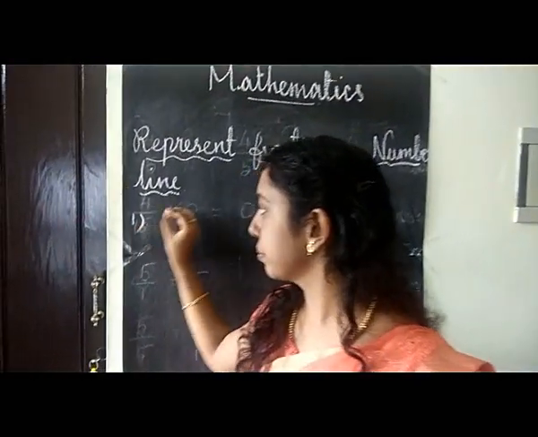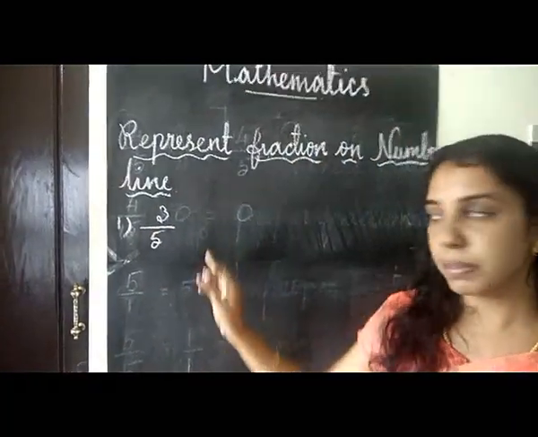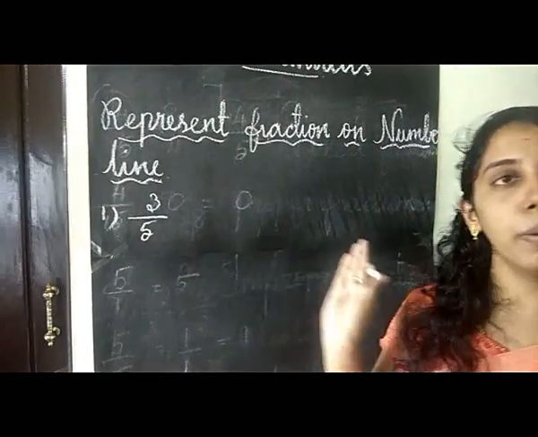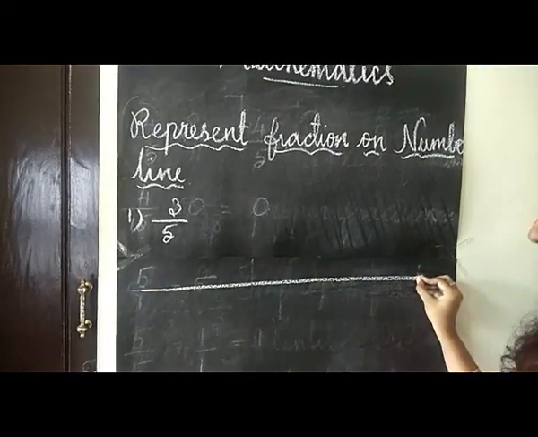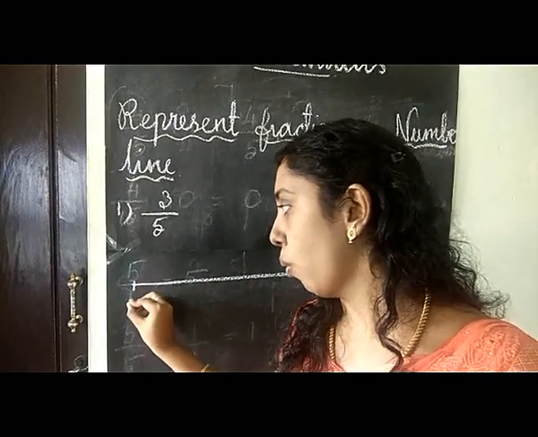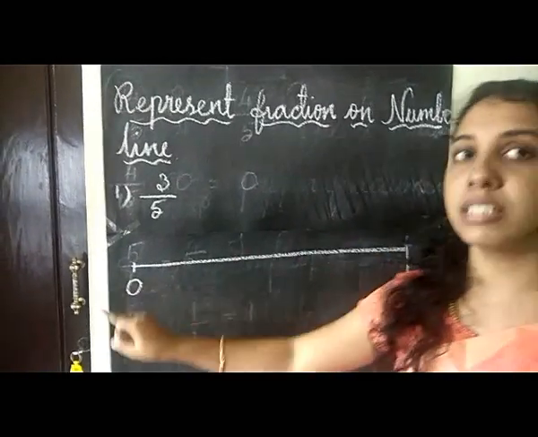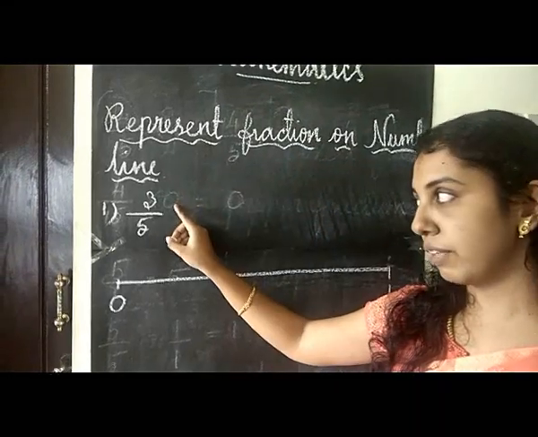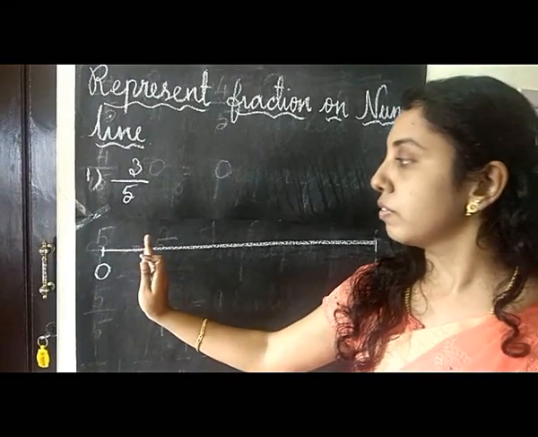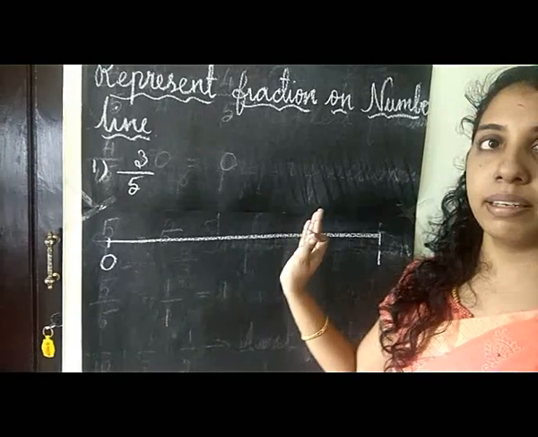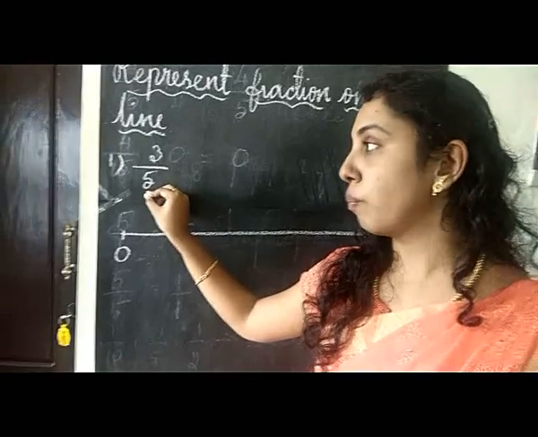First problem is 3 by 5. We are going to express this fraction on the number line. So know about number line. You can draw it first. A number line. It starts from the number 0 and ending the number 1. So in between 0 and 1, we are going to represent the fraction number 3 by 5. So after 0, we are going to divide this number line in 5 parts, totally 5 parts. Why? Because the denominator is 5, total number of parts are 5.